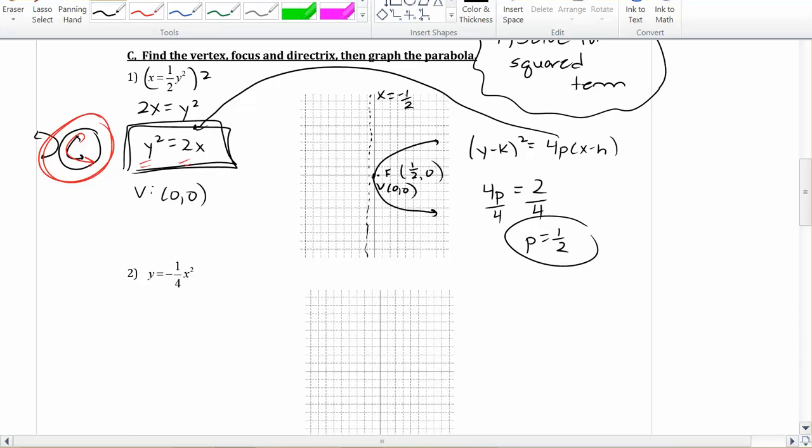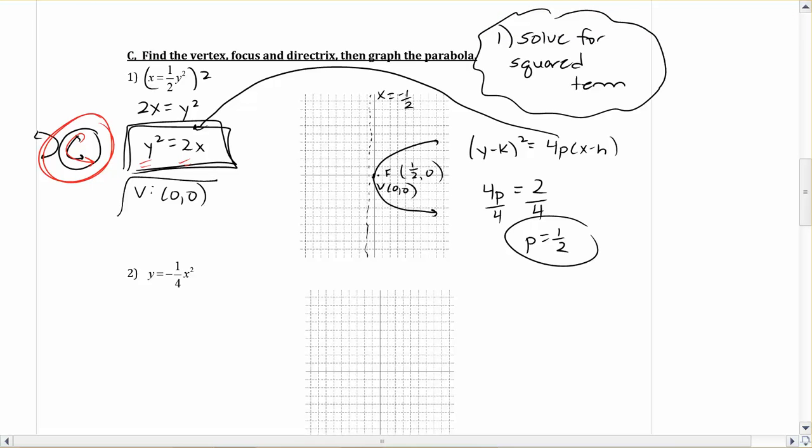I'm going to circle what I want you to know. My vertex is 0, 0. My directrix, what do I want to find? Focus and directrix. My focus is 1/2, 0, and my directrix is x equals negative 1/2. You need to make sure those three things are labeled or pointed out on your answer.